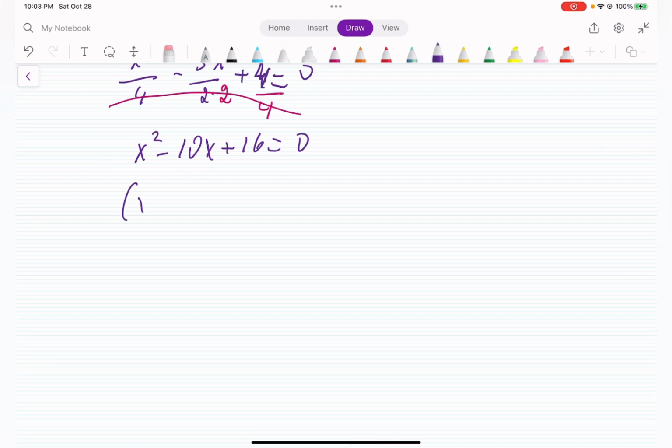Okay. And what is it going to be? Negative 8, negative 2. Negative 8 times negative 2 is positive 16. Negative 8 and negative 2, we get negative 10. So x is either 8 or x is 2.